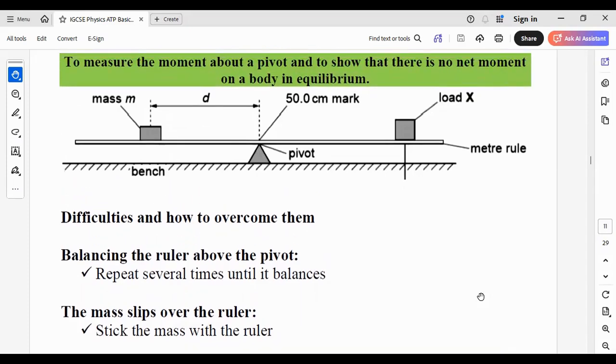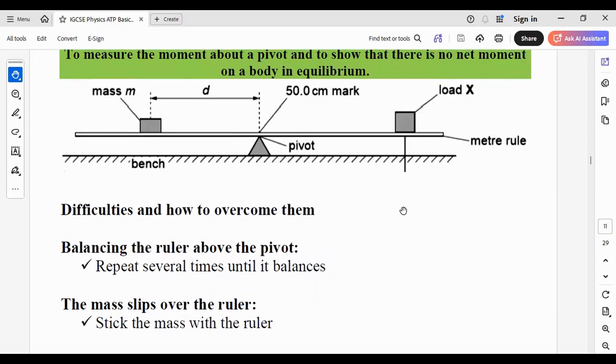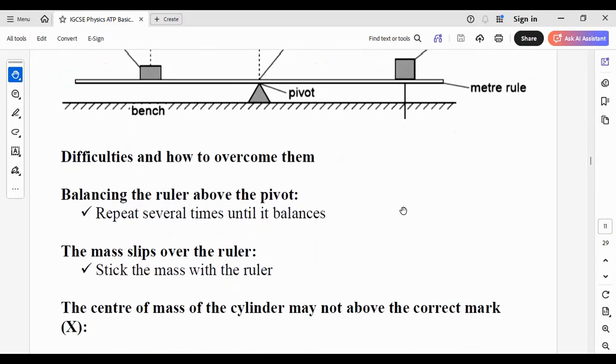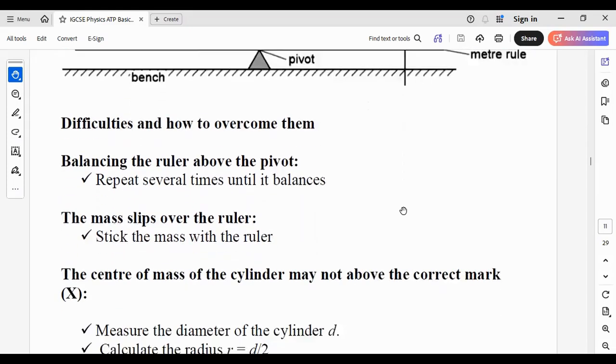Another thing is that if there's something to bind it from above, you can mark it or bind it with a string and put it here. That may ensure what the center of the object is here. It's easy to read from here at that time, and it's easy to hang it here. Okay, the center of mass of the cylinder may not be above the correct mark.